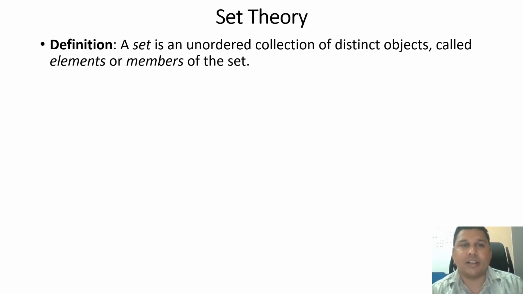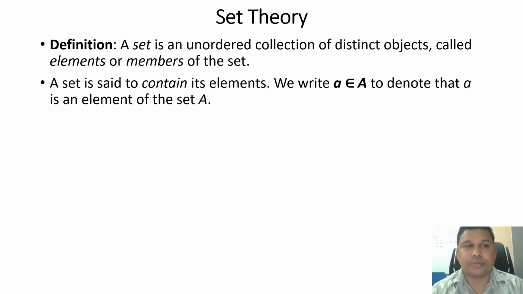Let's see what is a set. A set is an unordered collection of distinct objects called elements or members of the set. If you have studied Python programming, we know we have different data structures like list, tuple, dictionary and set. So it is the same definition. This is the mathematical concept which we have adopted in Python programming. There also we do not have an ordered collection. It's an unordered collection, so the elements can be in any order.